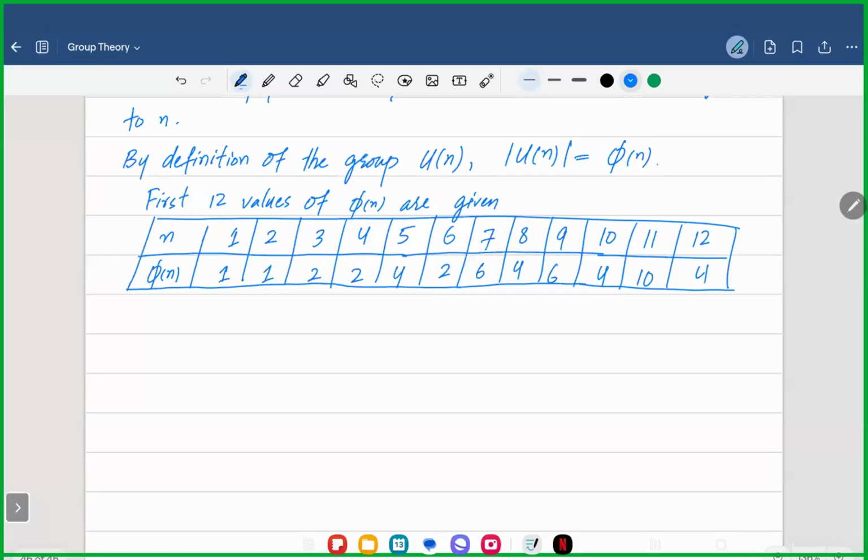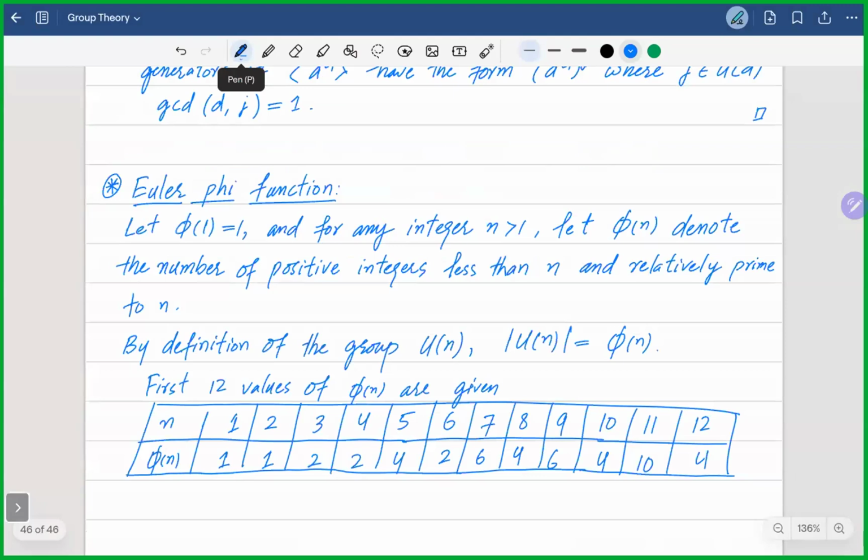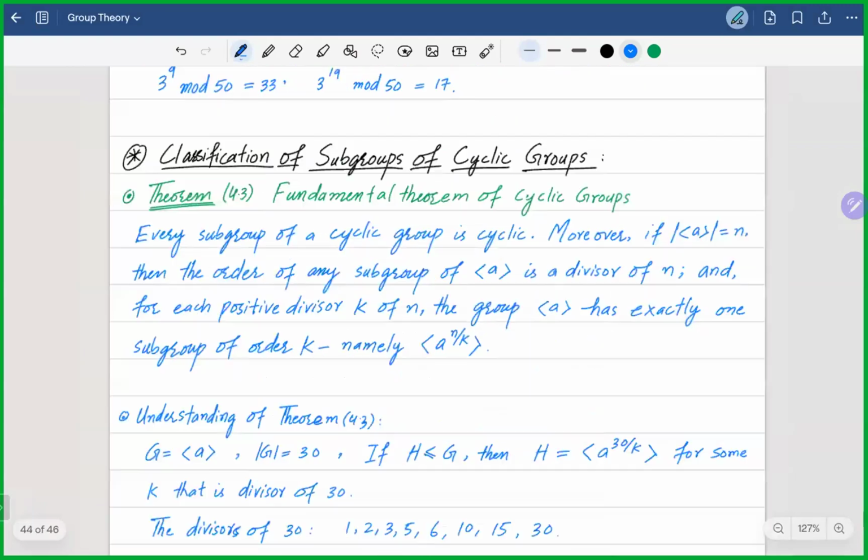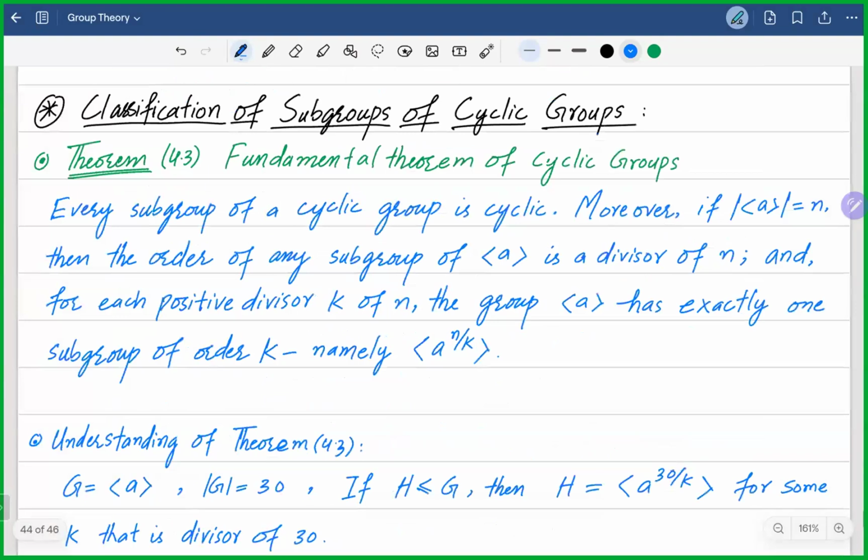Okay, so in the previous lecture, we talked about the theorem which gives the classification of subgroups of a cyclic group. The fundamental theorem of cyclic groups said every subgroup of a cyclic group is cyclic. And if you know the generator of a cyclic group and the order of the group, then you just need to find the divisors of the order of the group, and every divisor of the order of the group will give you a subgroup for that particular group. That's the theorem.